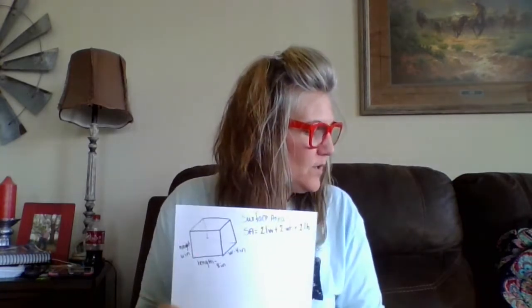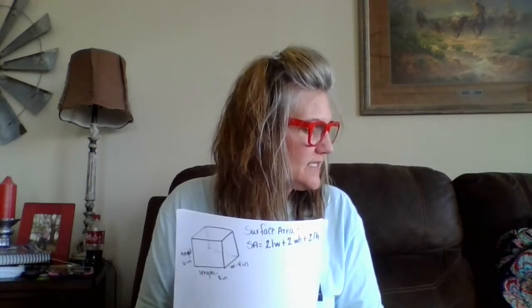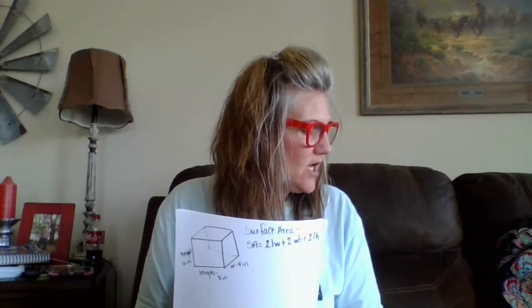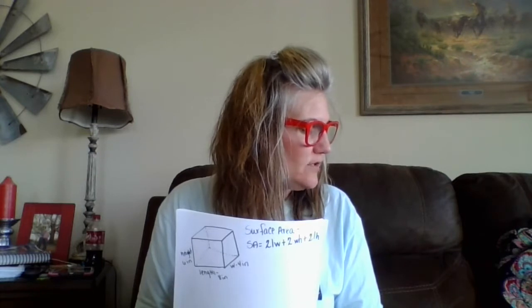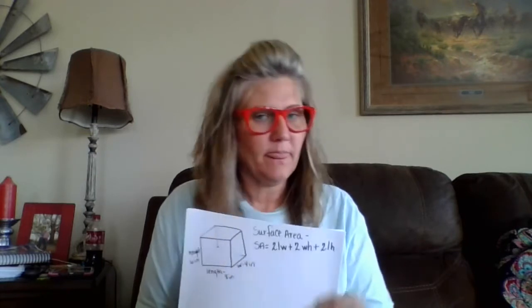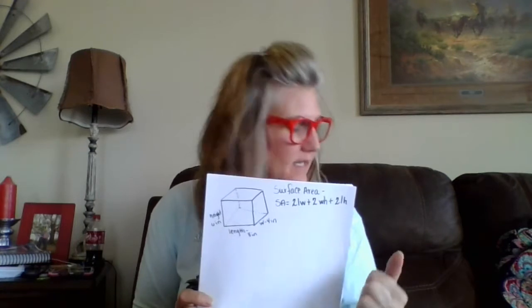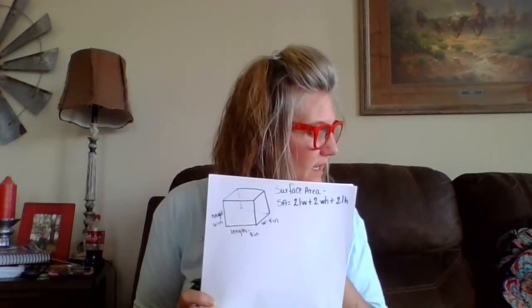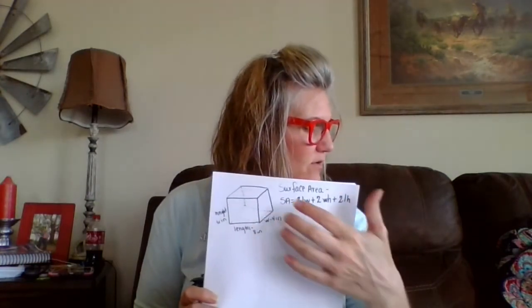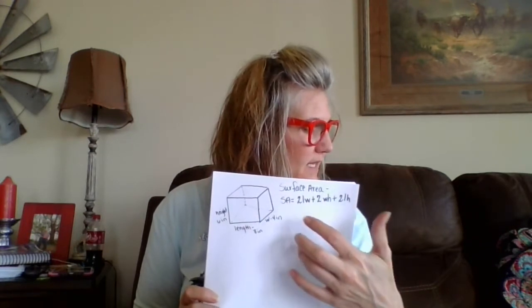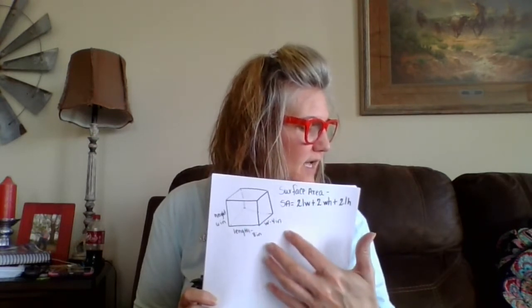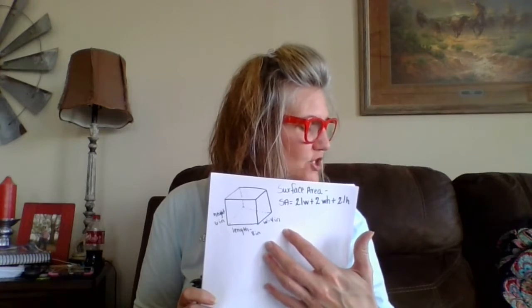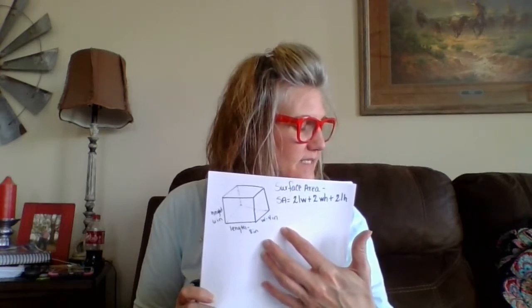So the surface area of a rectangular prism, okay? I drew a rectangular prism, which is a solid shape having 6 rectangular faces. The top and bottom face are called the base, and they are also parallel and congruent. The surface area is the sum of the area for each of the 6 faces.